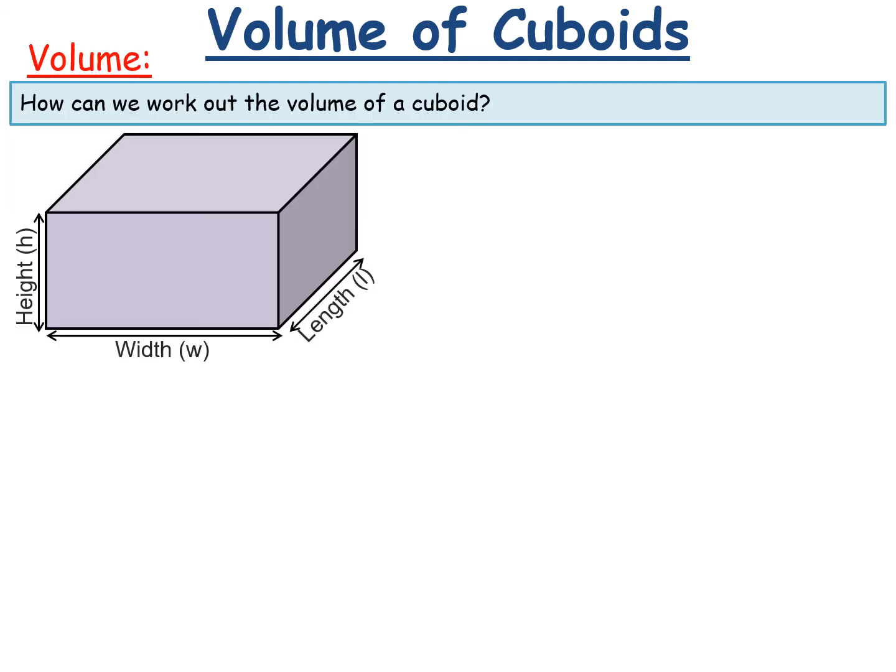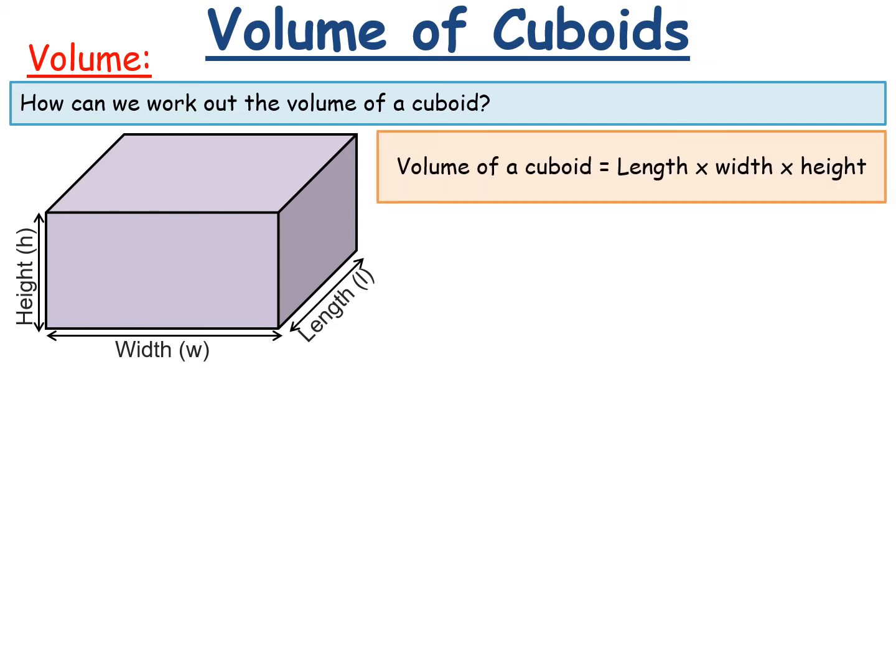Okay, so how can we work out the volume of a cuboid? Remember, height, width, length. And we multiply. That's our formula: length times width times height. And it's much quicker than counting. These are just the beginning letters of the words, Year 6, so length, width, height, that's all it is.